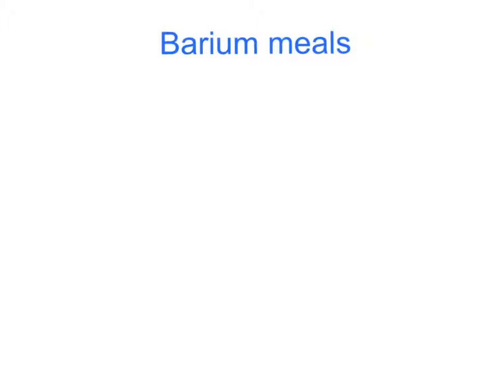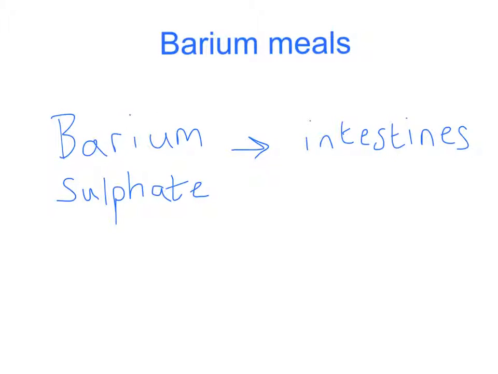Something else you need to know about as part of the course is barium meals. So barium sulfate is given to patients to help diagnose problems with their intestines. So when you have an X-ray, the X-rays cannot pass through bone. It's opaque on an X-ray. Barium sulfate is the same. It appears opaque on an X-ray. That means the X-rays are absorbed. This allows a doctor to see if there are any blockages anywhere in the intestines.